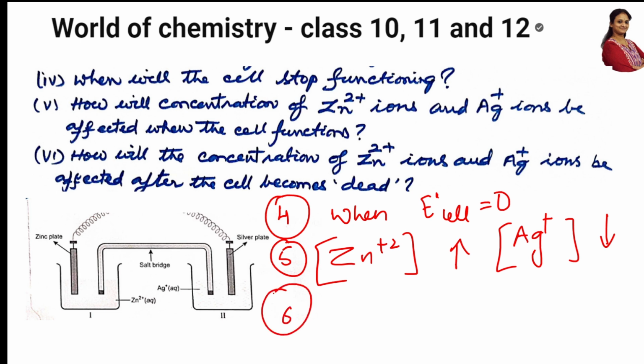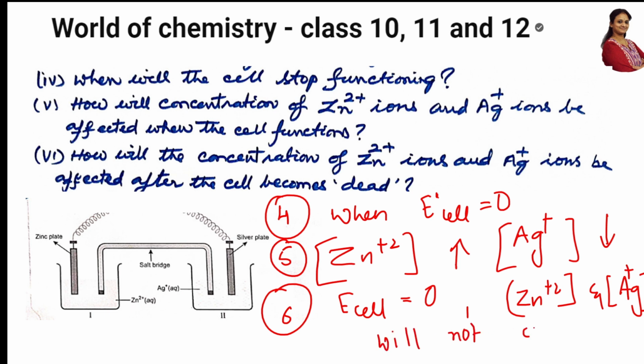Next question: how will the concentration of zinc plus 2 ions and silver plus ions be affected after the cell becomes dead? When the cell is dead, that means E cell is equal to 0. Equilibrium is already reached when E cell is 0. Then the concentration of zinc and silver will not change, because it has reached an equilibrium state. Understood the question?